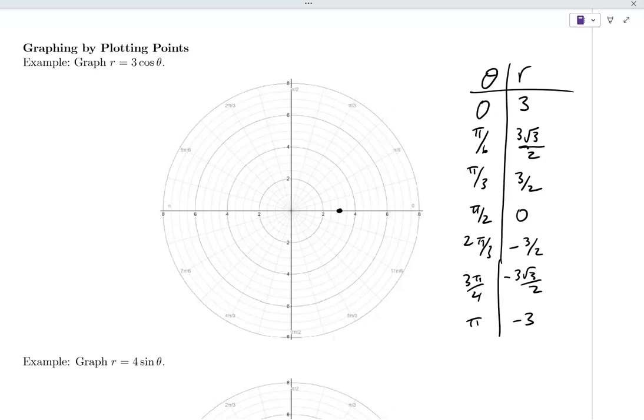Here's pi over 6, this line right here. We want to go out 3 root 3 over 2. Well, root 3 over 2 is about 0.86. I'll call it about 0.9 so I can do the multiplication a little bit easier. 0.9 times 3 is about 2.7. It'll be a little bit less than 2.7. So this circle right here is 3 units out, so we're a little bit less than that, so we should be about here-ish. Just again looking for the general idea.